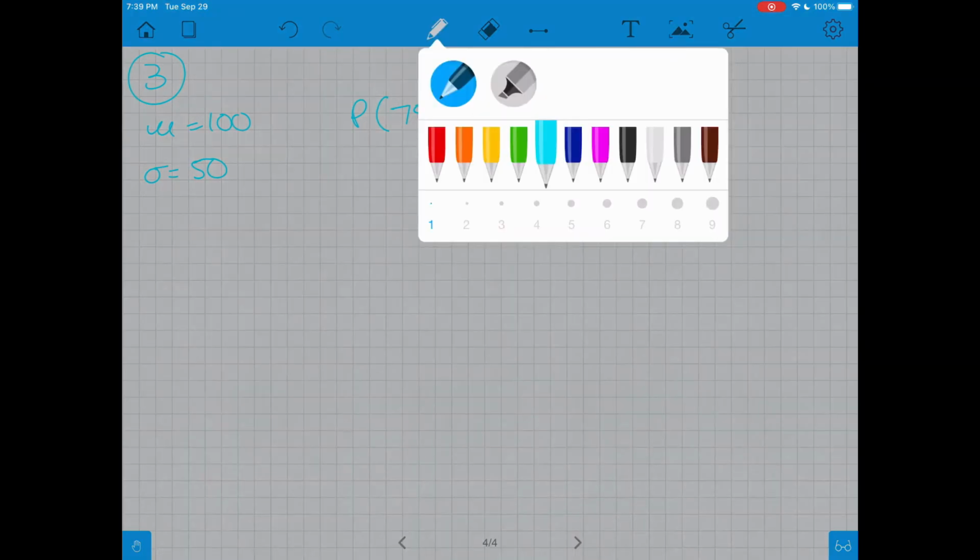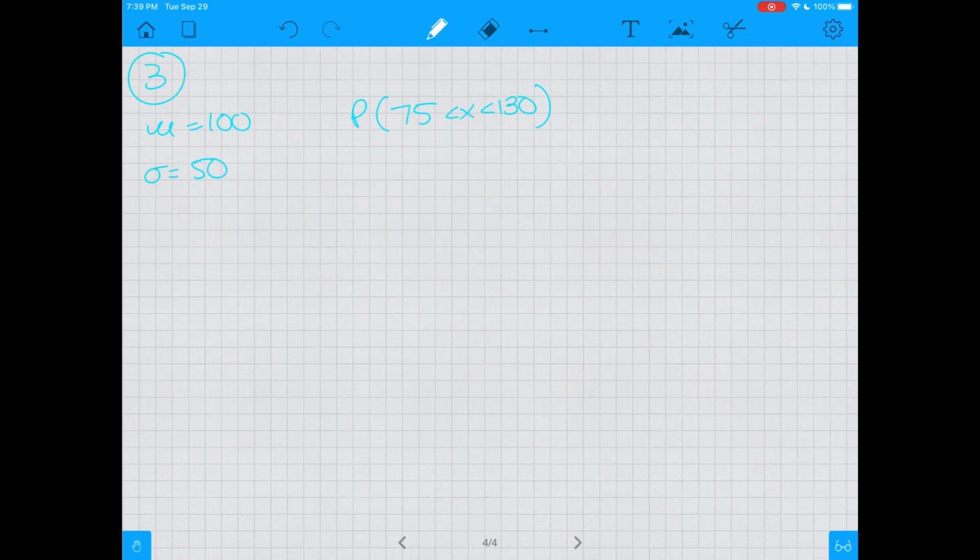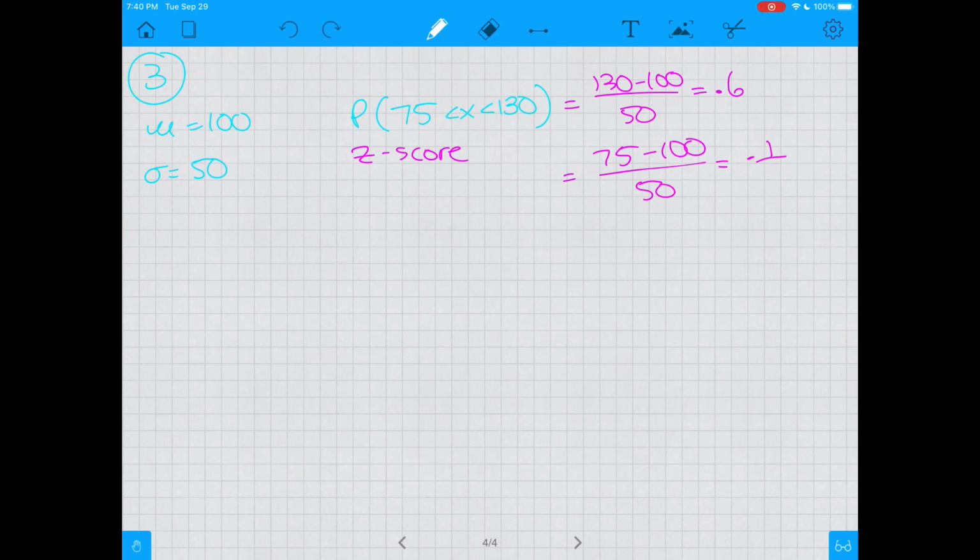Now again, if I see a normal curve and I see a probability statement, I automatically know the z-score. The thing is now, though, I have to compute two z-scores. So I'll find the one for 130 first. I'm not going to show all the math out, but we should know that that's 0.6, just 3 over 5. And I'm also going to compute the z-score for 75, which should give me negative 1/2, or as a decimal, negative 0.5.